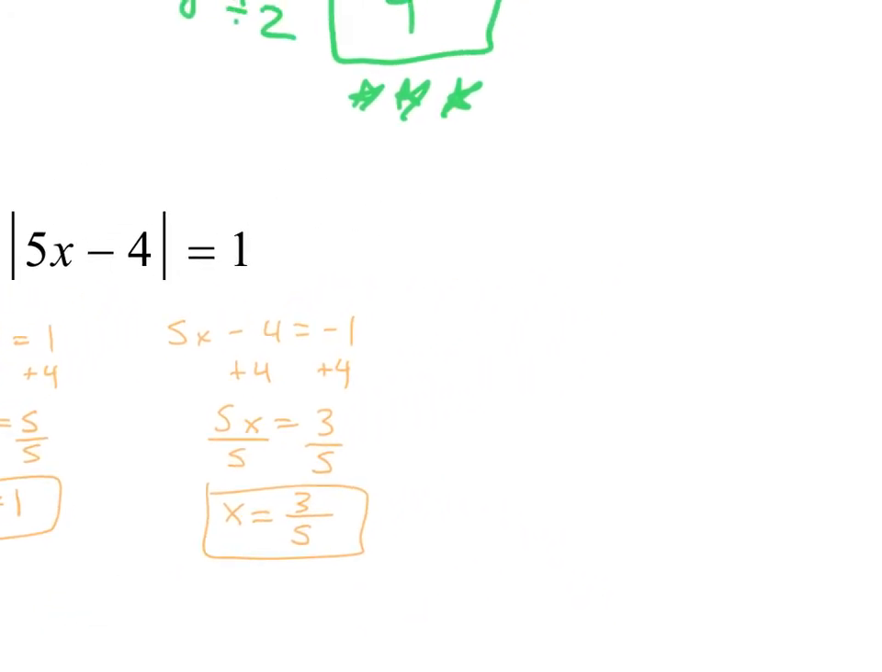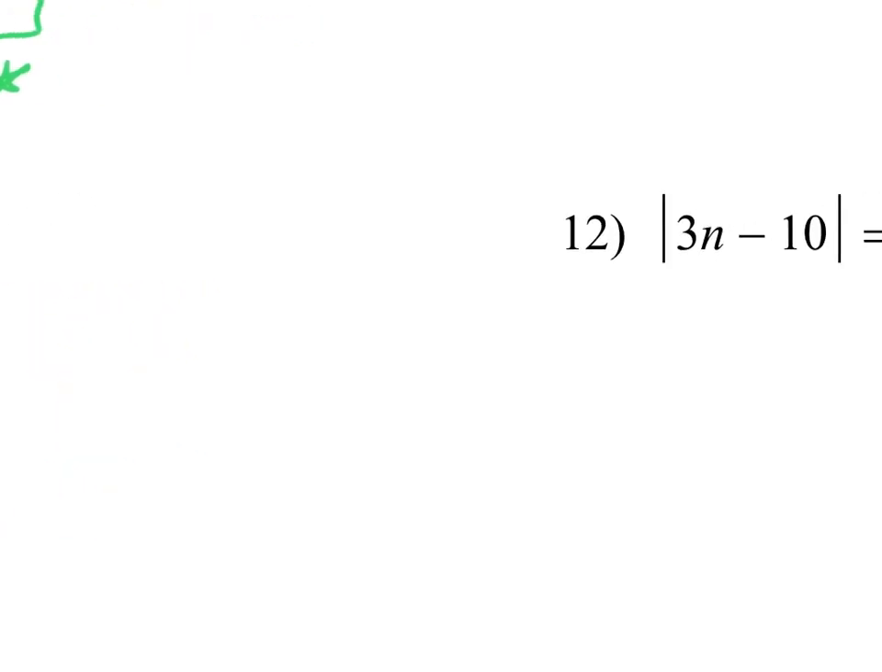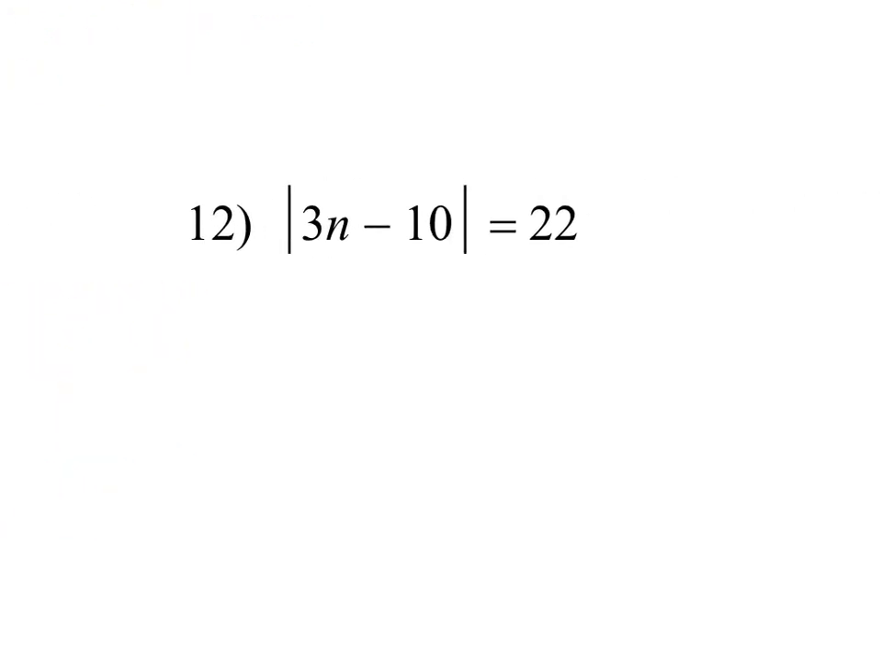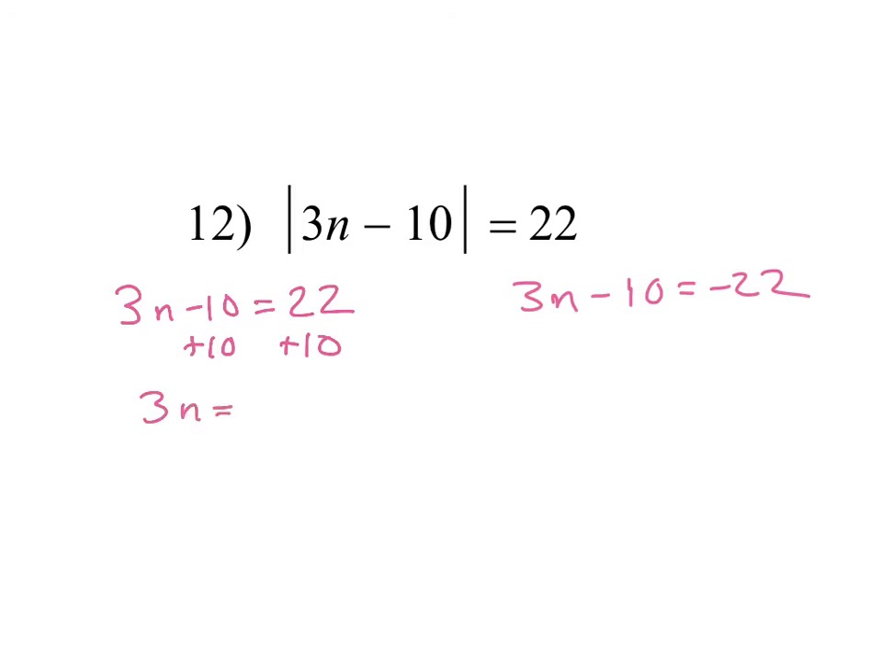All right, number 12. What do we do first? Split it. 3n minus 10 is equal to positive 22. 3n minus 10 is equal to negative 22. Add 10 to both sides. So 3n is equal to 32. Divide both sides by 3. n is equal to 32 over 3.